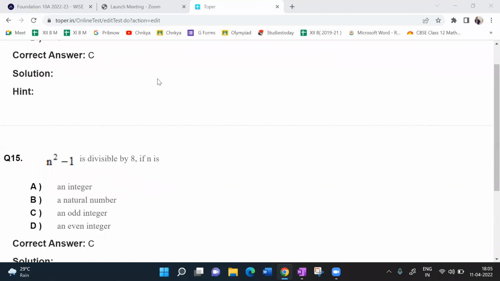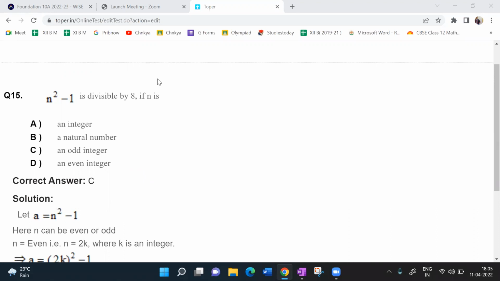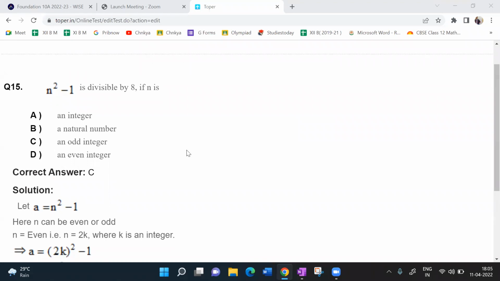If n square minus 1 is divisible by 8, then n is what? Odd integer. Okay, Akshara. N square minus 1 is divisible by 8. Then what is n? Odd integer. How many of you got this? How odd integer?